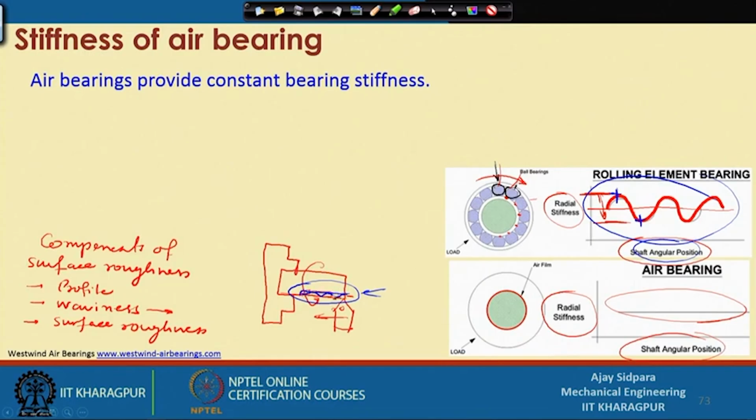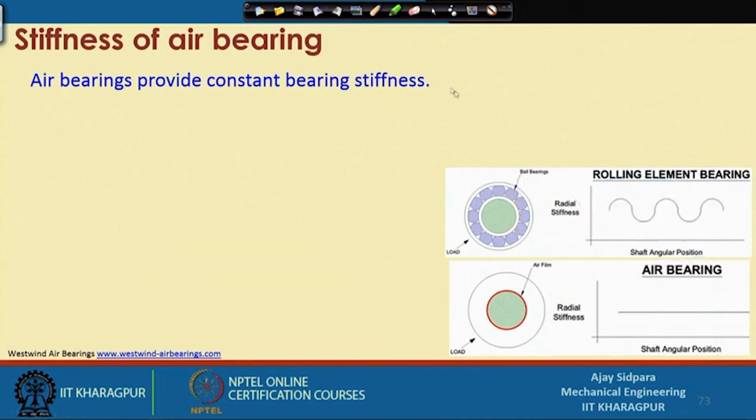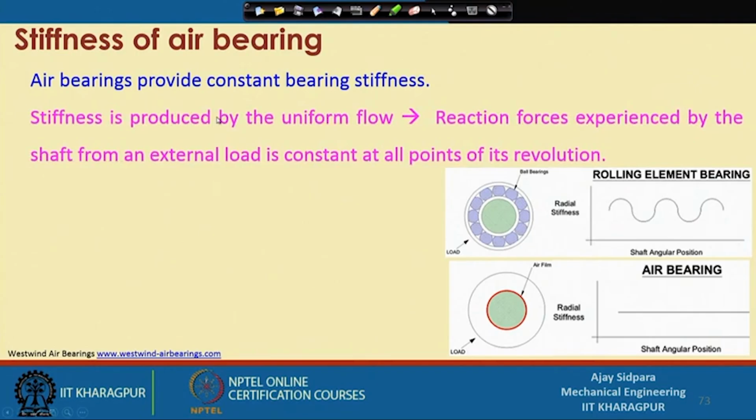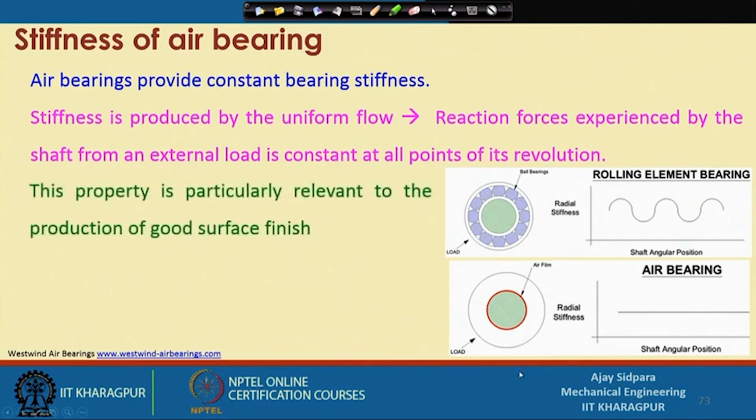So, that is very useful, particularly when you are talking about micro machining or micro turning operation, where you want to cut a straight channel or do a straight turning operation. The stiffness is produced by the uniform flow in the air bearing, and the reaction force experienced by the shaft from the external load is constant at all points of its revolution. That is what is going to happen in this particular case, because you are not getting a point contact which is distributed by several different ball bearings, but here you are getting a uniform air film, and that is the reason you are getting a uniform radial stiffness.